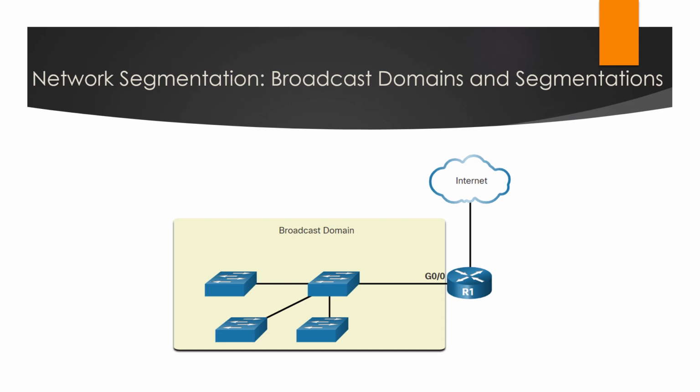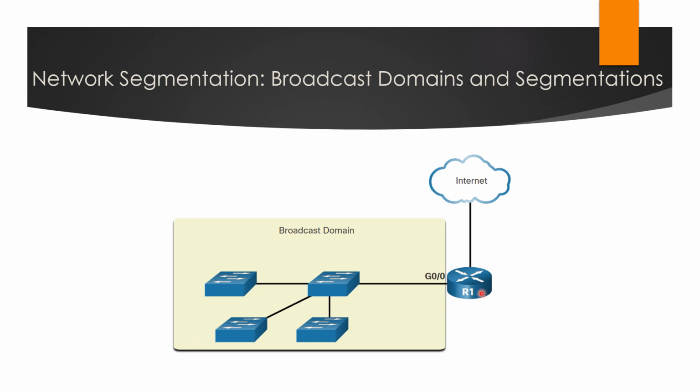Switches propagate broadcasts out of all interfaces except the interface on which it was received. For example, if we look at the figure, if the switch in this figure were to receive a broadcast, it would forward it to other switches and other users connecting in its network.